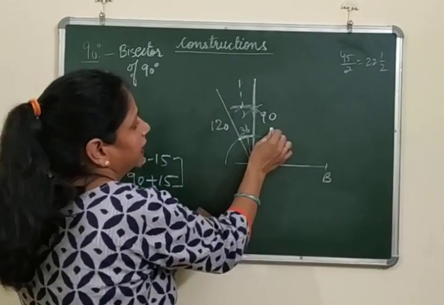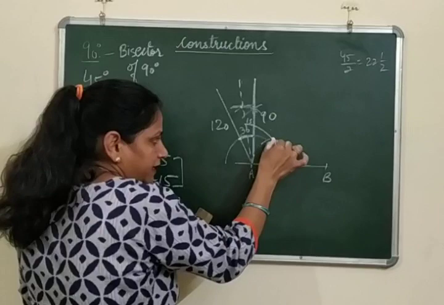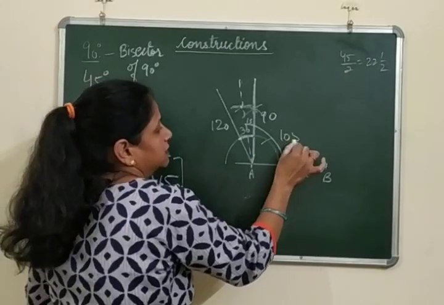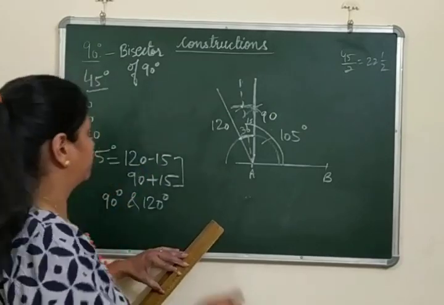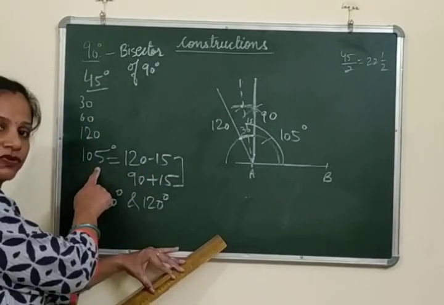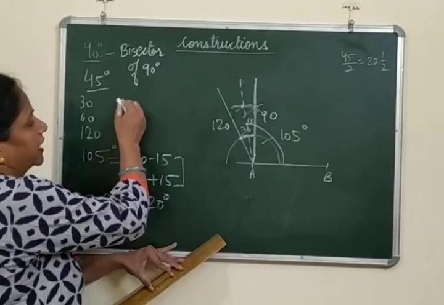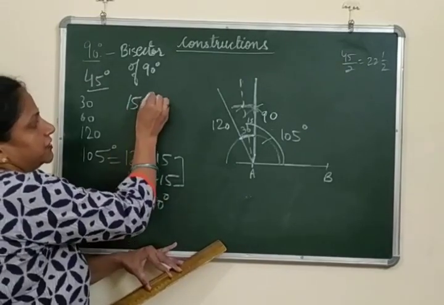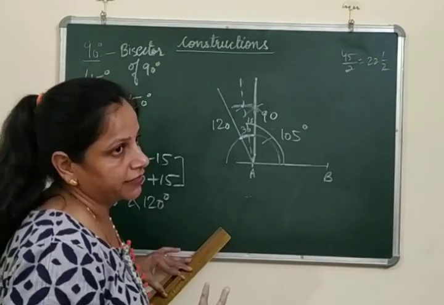That means now 90, this is 15, 90 plus 15, this complete angle will be your 105 degrees. Fine. I hope an angle of 105 is clear to you. Okay children. Now again, sometimes we have an angle of 150 degrees. 150 degree. So how can we make 150 degree?